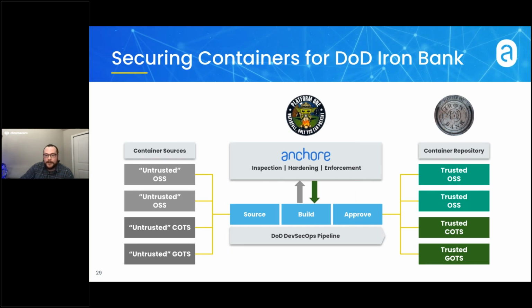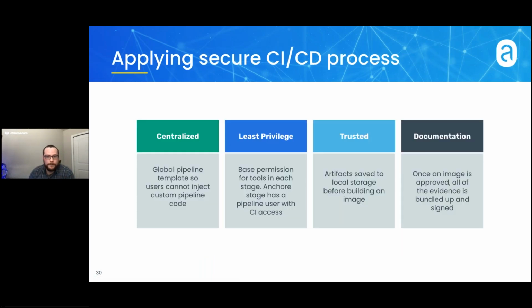So as you see here, this is just a visual representation of the Iron Bank. So we're taking untrusted software, we're putting it through a DevSecOps pipeline where the software is pulled in, it's built, the container is built, and then it goes through the approval process. And then the Iron Bank is the container repository of trusted software. So next slide, please.